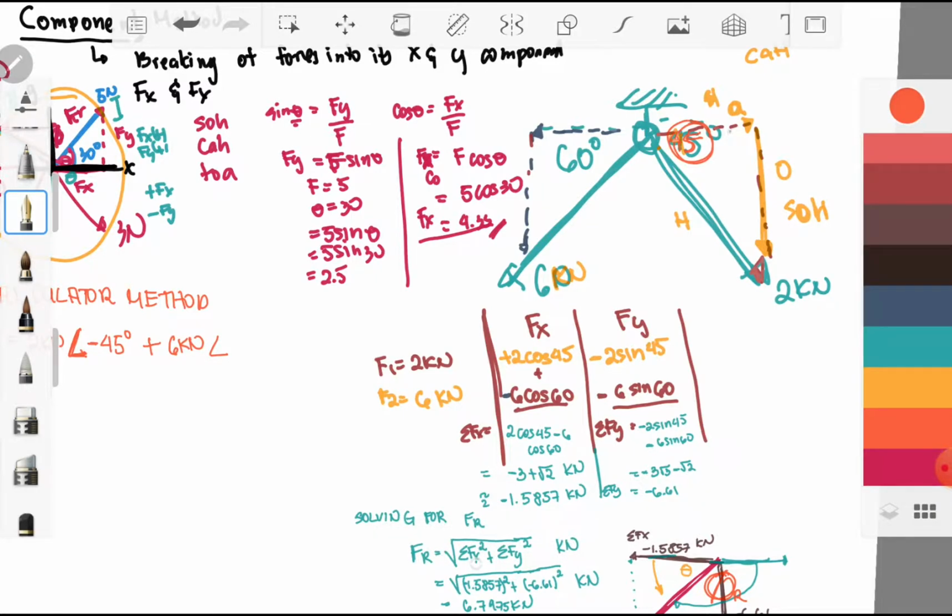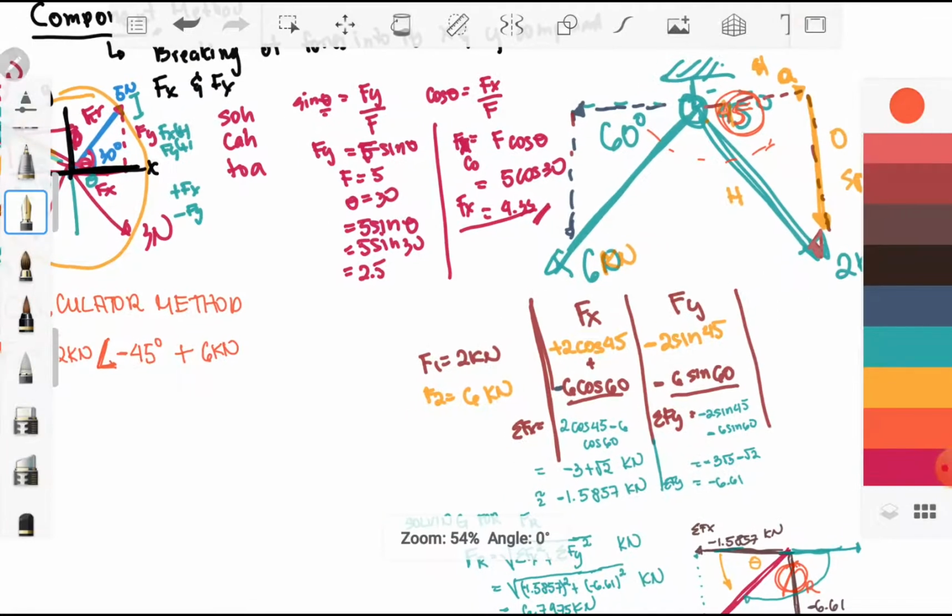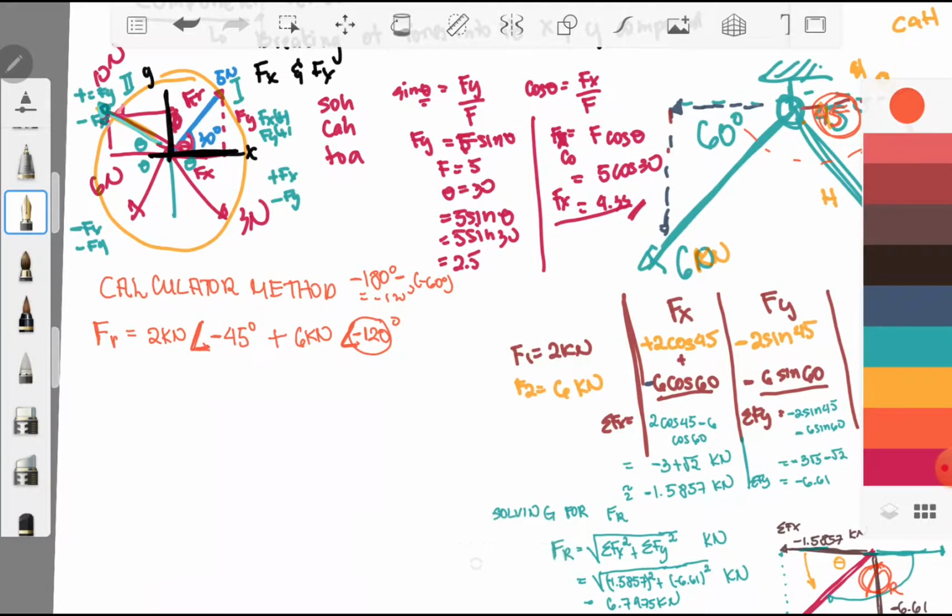so take note that this is equal to 180 degrees. So we will have 180 minus 60. So we have an angle of negative 120. So how did we get this 120? From negative 180 degrees minus negative 60 degrees. So we will have a value equal to negative 120 degrees. Okay? So that is our Fr.